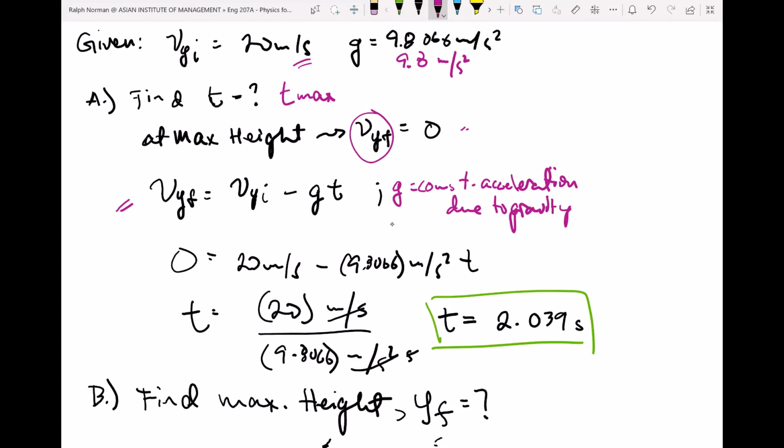Okay, substituting the values that you have already, your final velocity is 0, Vyi is 20, minus 9.8066 times t. Rearranging the equation, you would get t equals 2.039 seconds. About 2 seconds, 2.04.